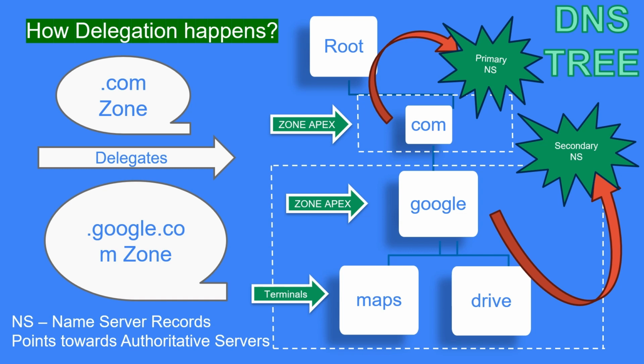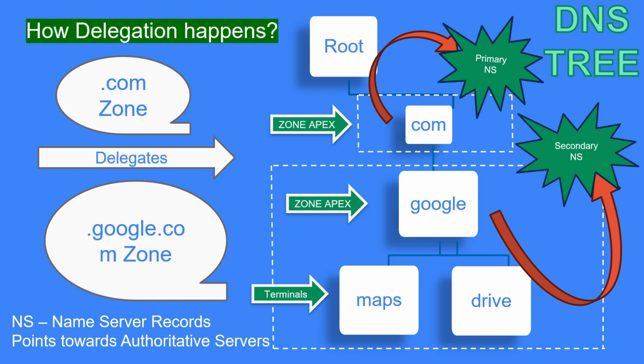Now from that zone file, the .com zone is going to delegate things to the .google.com zone, which is the secondary name server, which is again going to copy the zone file from the primary name server to itself. And that is simply a copy which does not come with any operation access. So we cannot perform any kind of operation on it.